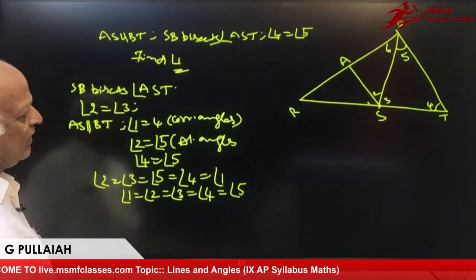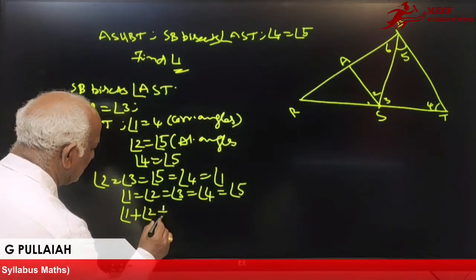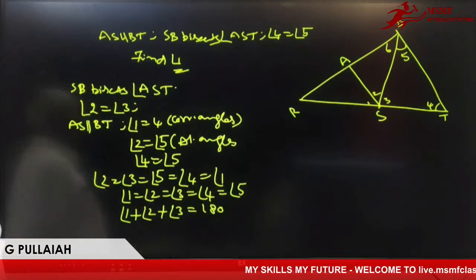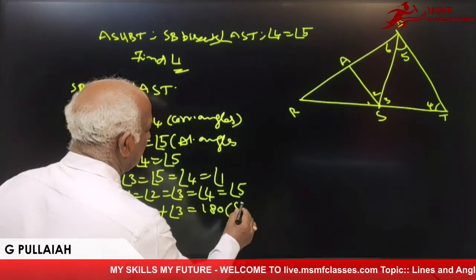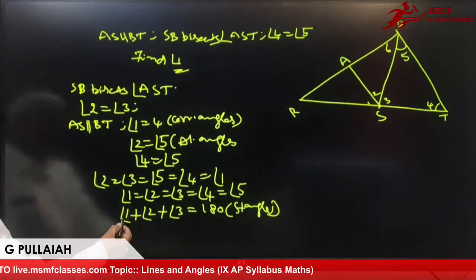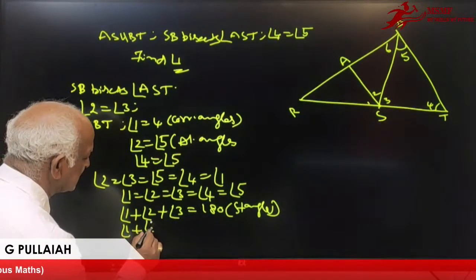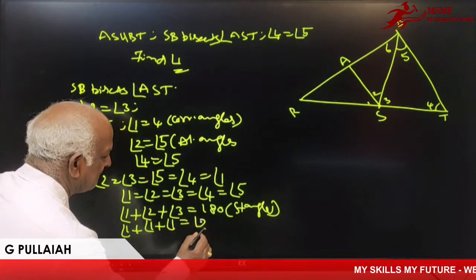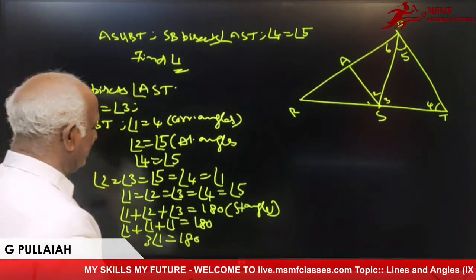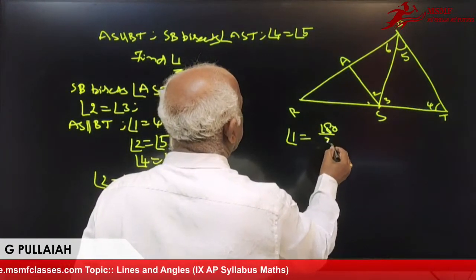Okay. So now here, angle 1 plus angle 2 plus angle 3 is 180 degrees. It is a straight angle. But angle 2 is equal to angle 1, angle 3 is also equal to angle 1. So angle 1 plus angle 1 plus angle 1, so 3 angle 1 is equal to 180. Therefore here angle 1 is equal to 180 by 3.